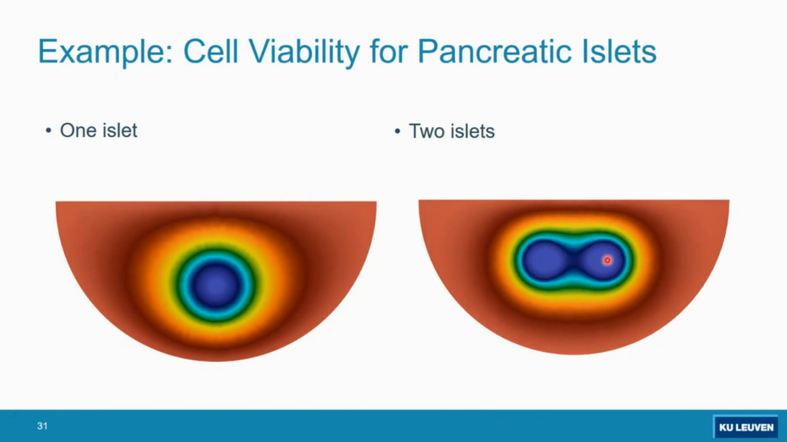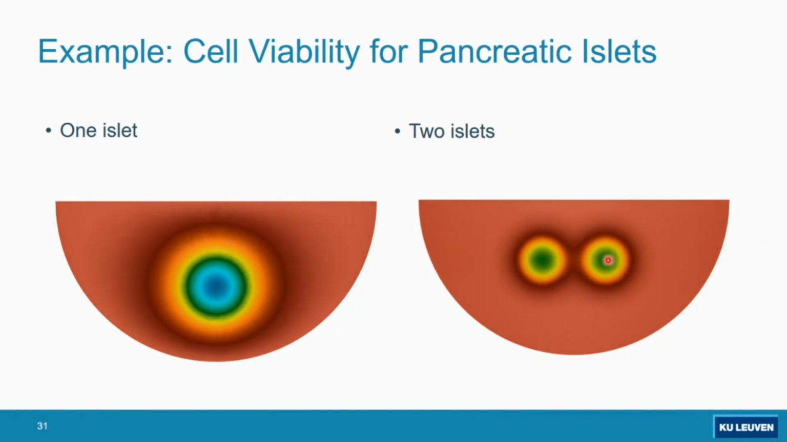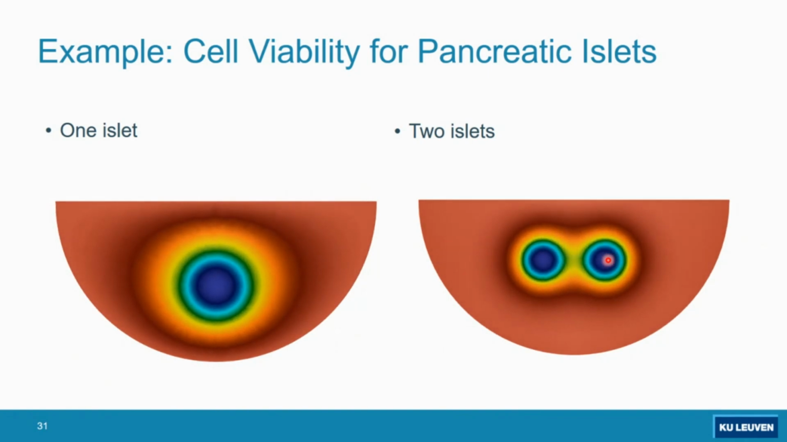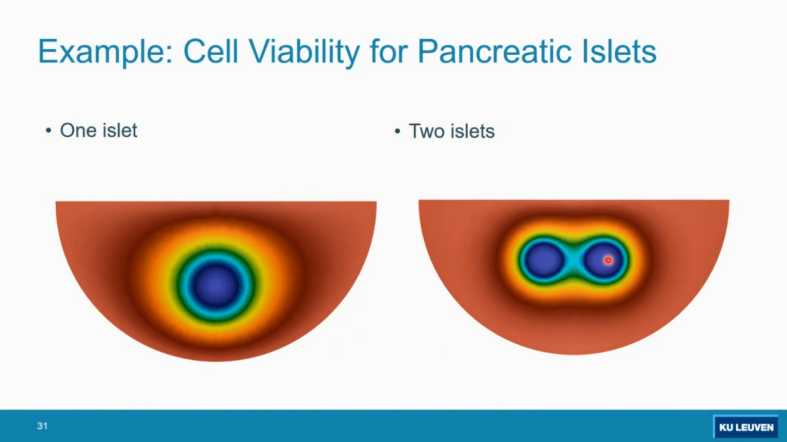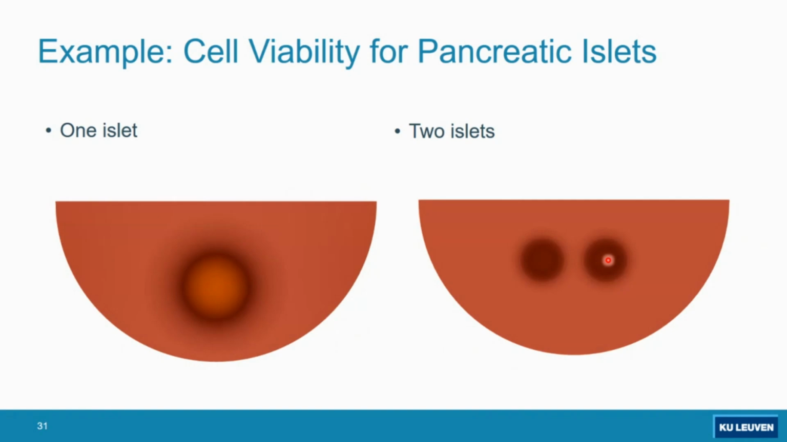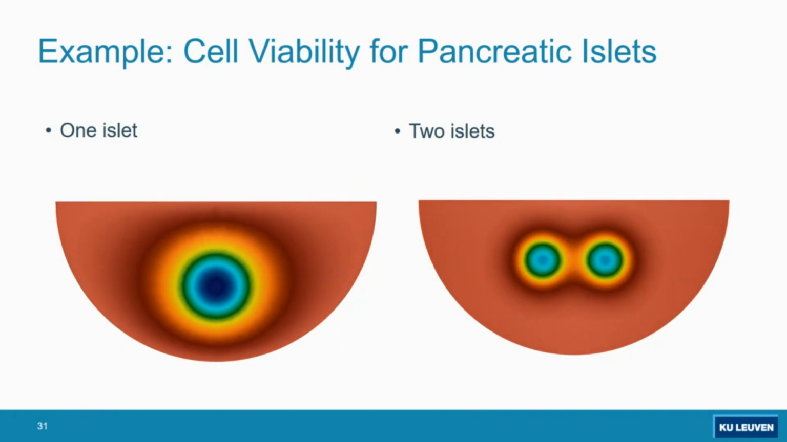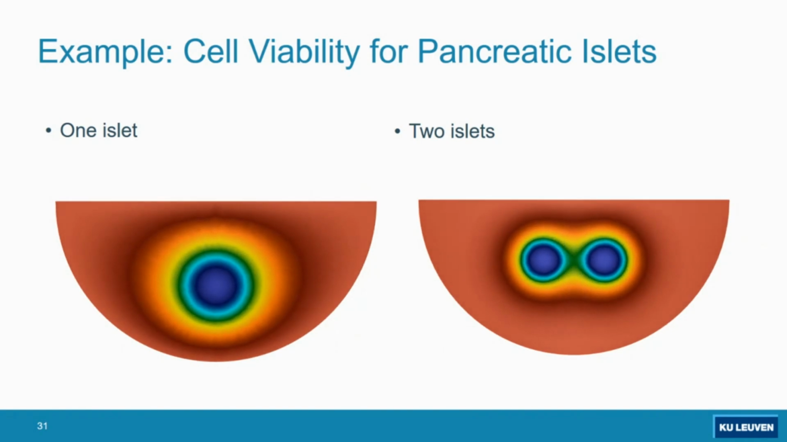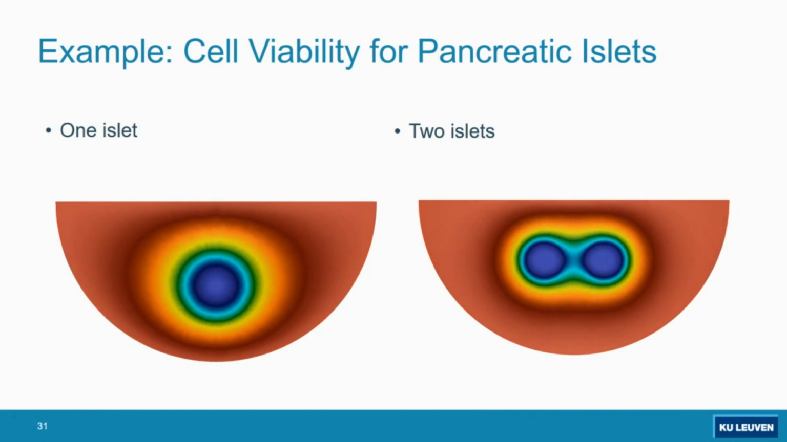And then we want to see what happens if you put two islets together. What is the profile of oxygen consumption here? So this is what we can really get from this kind of simulation.